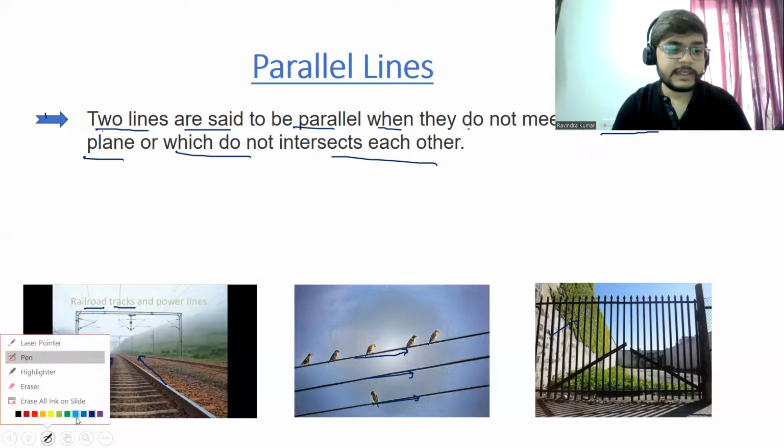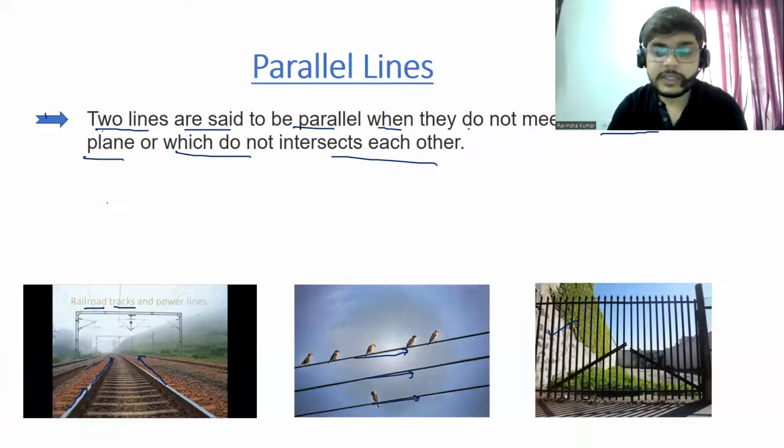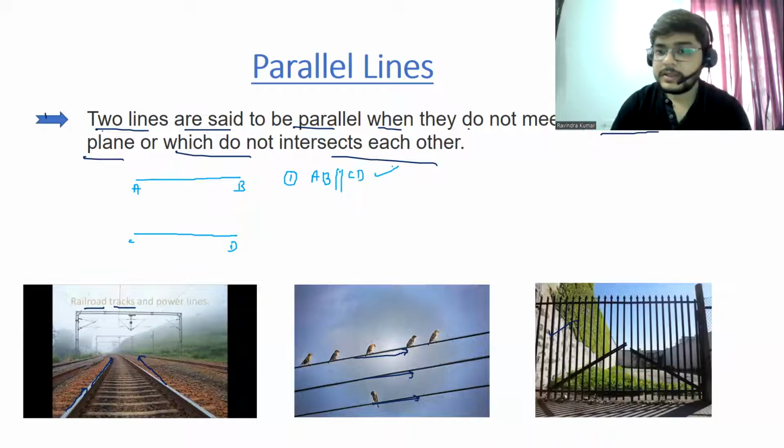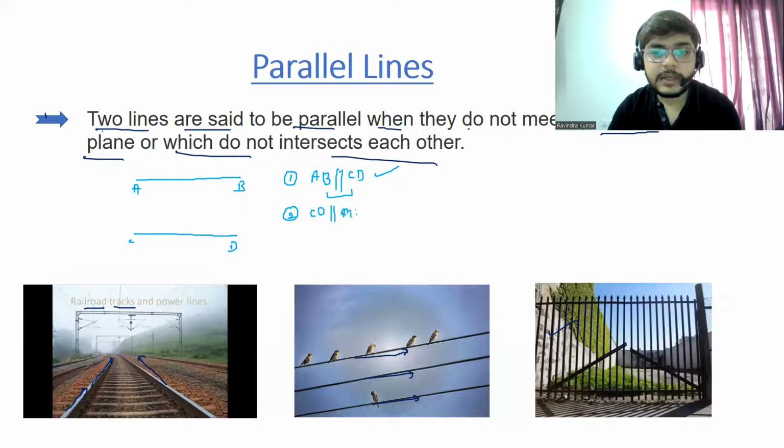The second thing I want to tell you is, let's say there are two lines, AB and the second one is CD, right? So AB is parallel to CD. First thing you have to keep in mind, AB is parallel to CD. So you have to represent this in this manner. This is the sign of parallel. Okay, this is the sign of parallel. Let's say you have to write CD is parallel to MN. So CD is parallel to MN in this way. So this is the sign of parallel.